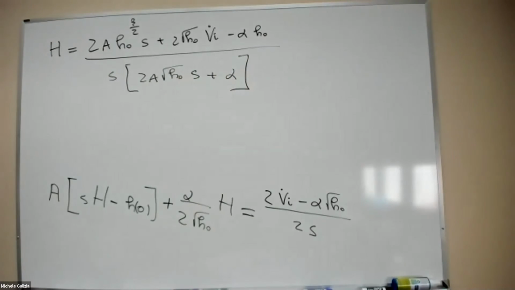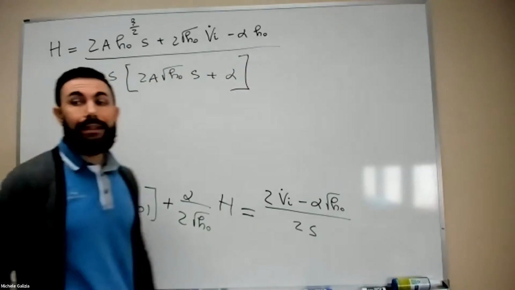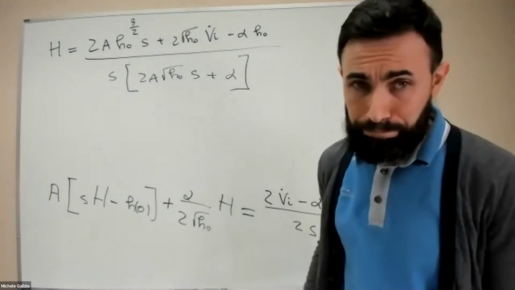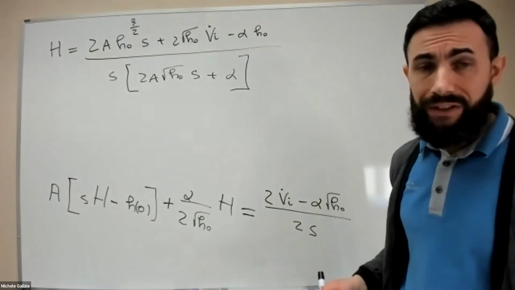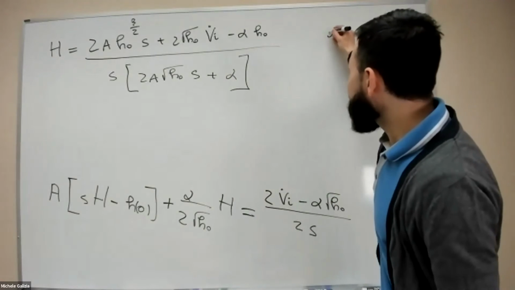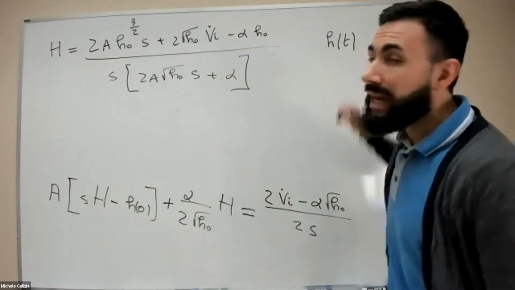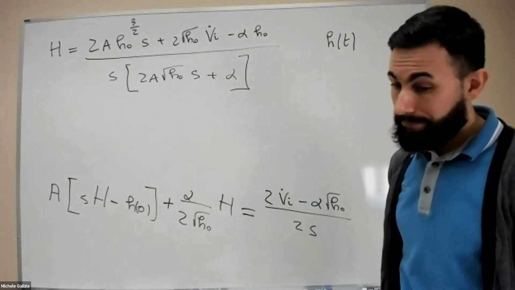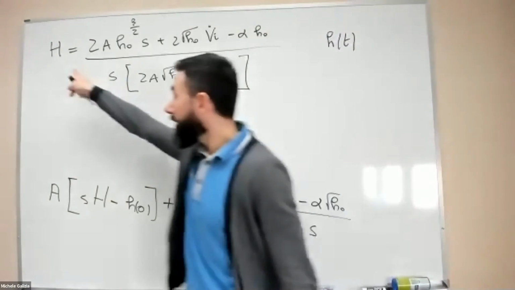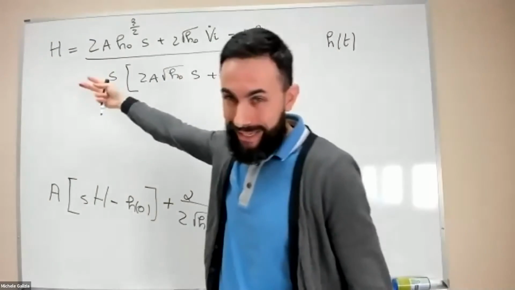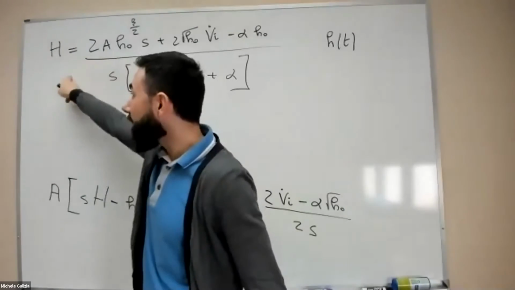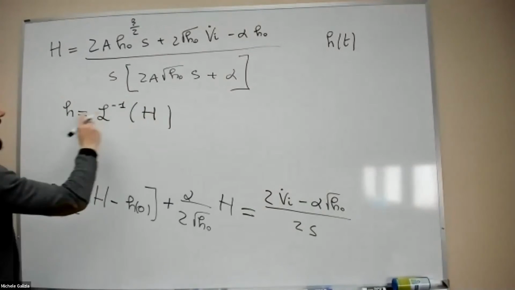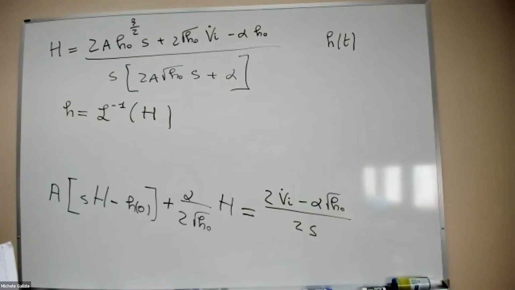So, does this answer our question? Our question is to solve the differential equation, so we want to get H as a function of time. Do we have H as a function of time now? No, we have H in the Laplace domain, but we want to anti-transform. So we are interested in H in the time domain, so we have to anti-transform this.